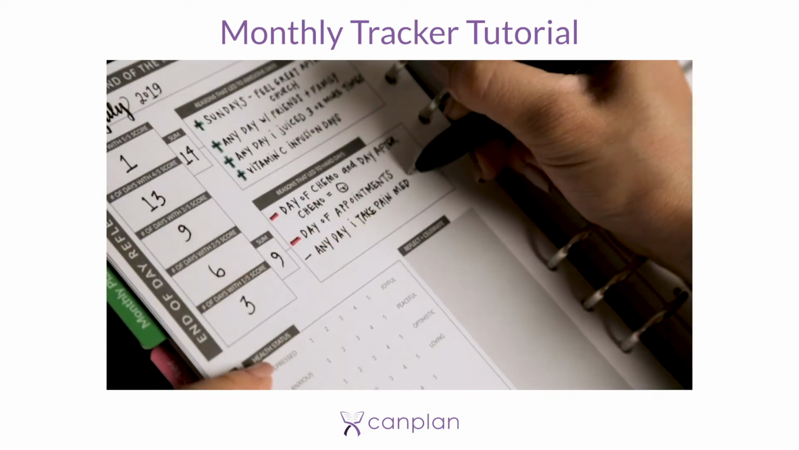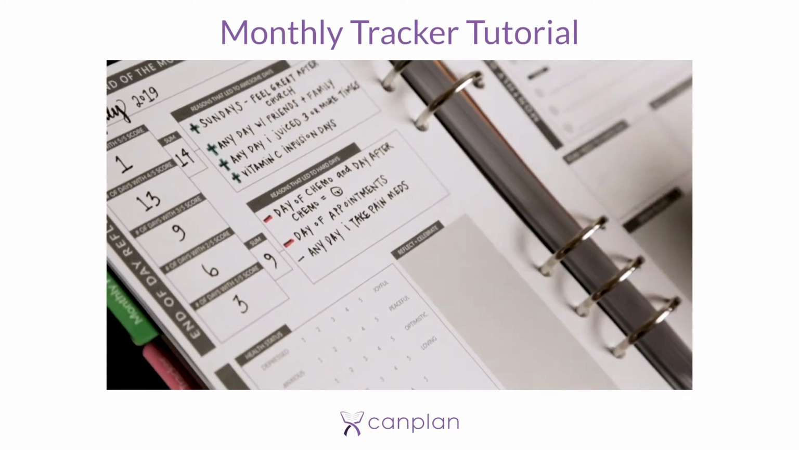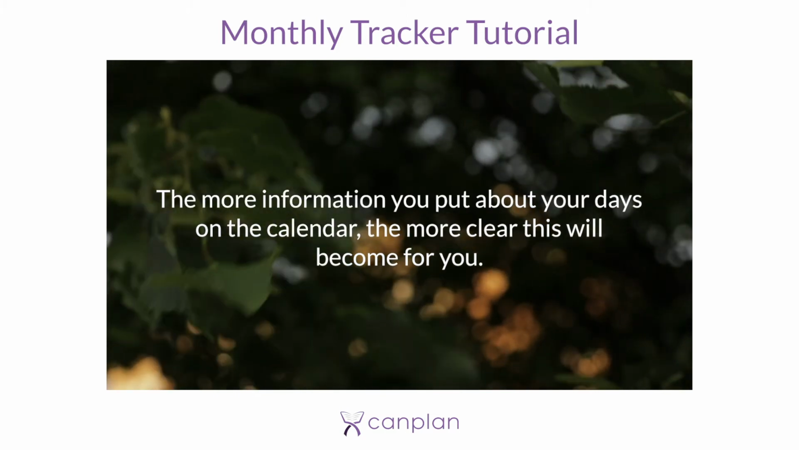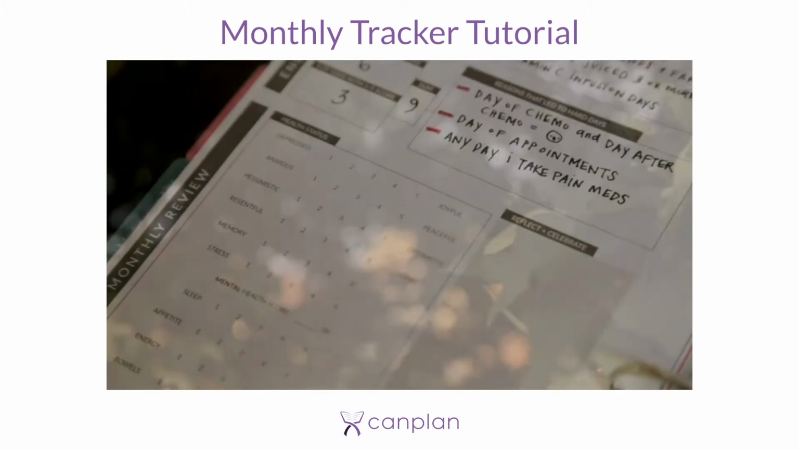In the box on the far right, you'll be asked to write down any trends, patterns you found as to what led to a high or low score. So the more information you put about your days on the calendar, the more clear this will become for you.